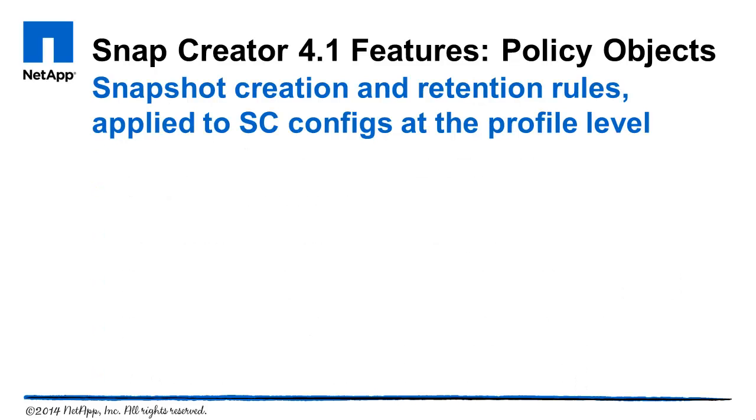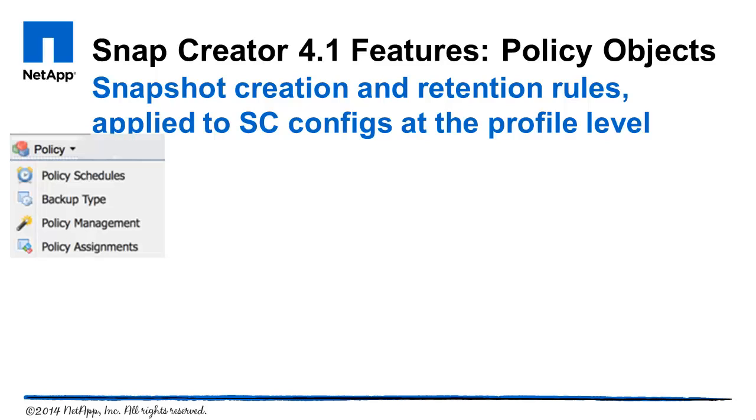Let's take a few moments and look at the new policy objects feature in Snap Creator 4.1. Traditionally in Snap Creator, retention policies have been stored directly in a configuration file, meaning each configuration file has its own separate snapshot retention. Policy objects allow you to create retention rules that are applied at the profile level, meaning a policy object can be applied to all configuration files within a profile. Let's take a look at the way this works.